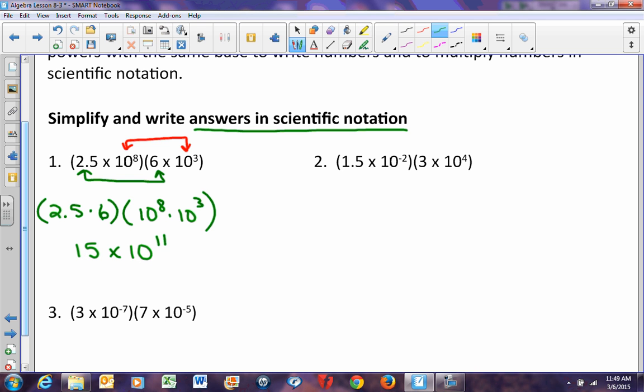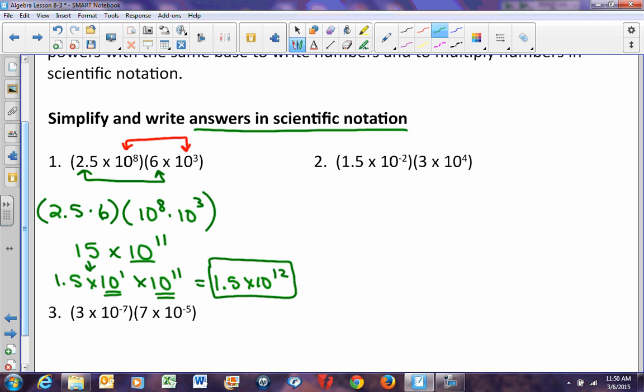So what I do know, the easiest way to do this, I know that 15 is 1.5 times 10 to the 1st, and I already had it times 10 to the 11 right here. This number goes straight to this, 1.5 times 10 to the 1st, and 10 to the 11th still tags on. So this becomes 1.5 times 10 to the 12th, because of the same base, you add the exponents. So 1.5 times 10 to the 12th is the final answer, written in scientific notation.